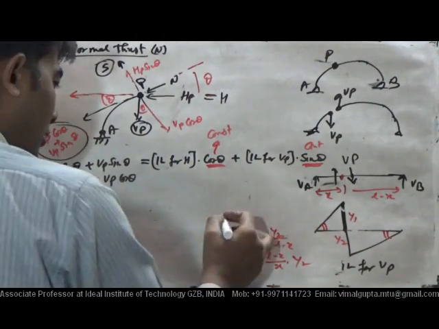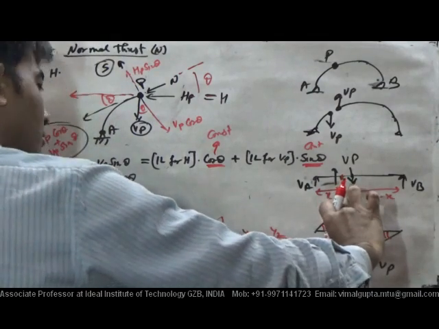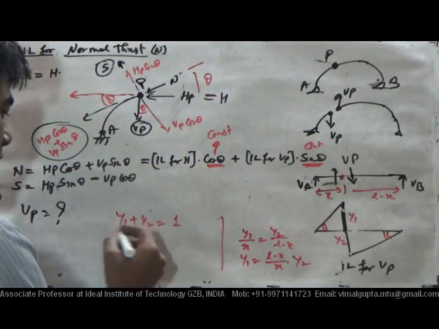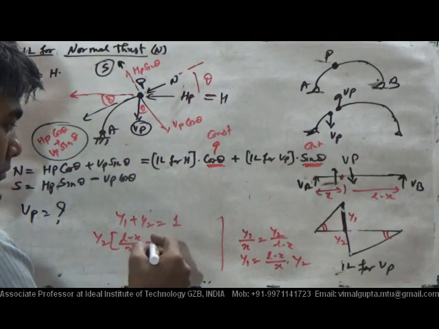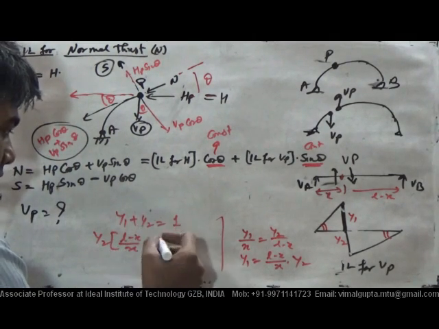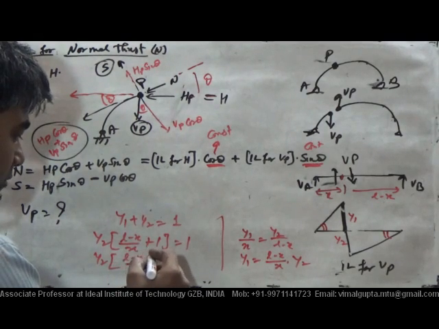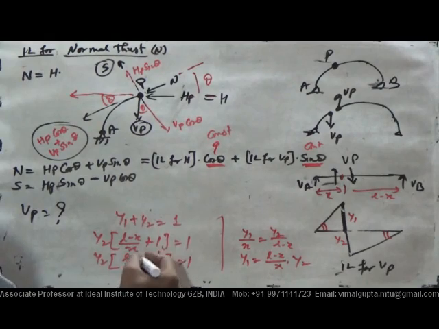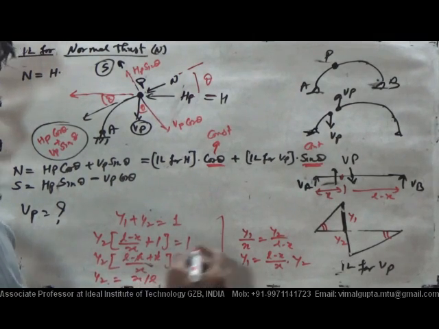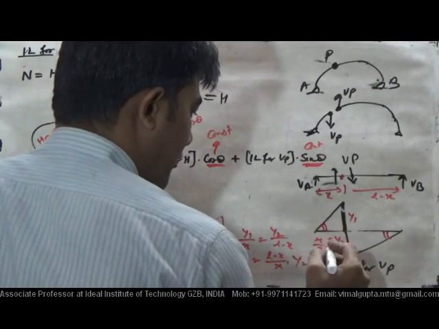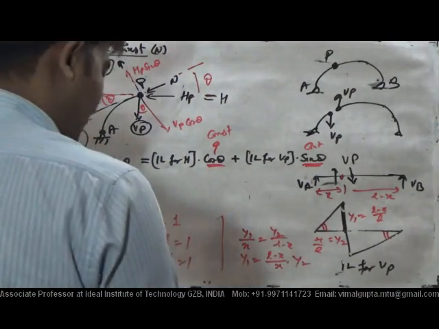Now y1 plus y2 equals 1, that should be 1 according to the Muller-Breslau principle. After putting that, you get y2 times ((L minus x) divided by x plus 1) equals 1. Taking x common, L minus x plus x equals L, so the value of y2 is x by L. Then the other ordinate will automatically be L minus x by L. So this is the IL for VP.